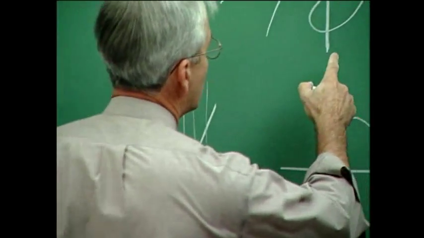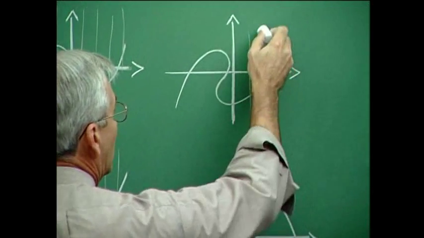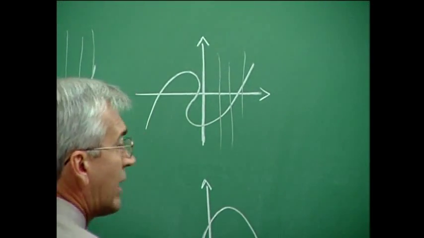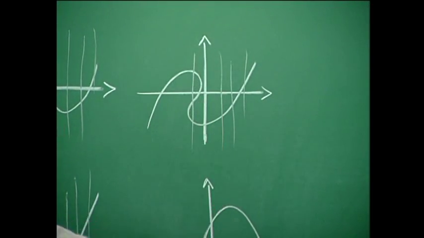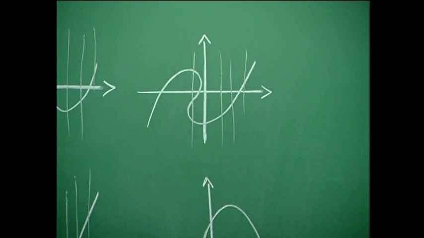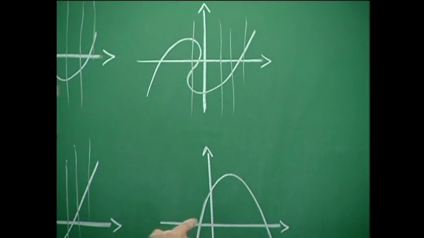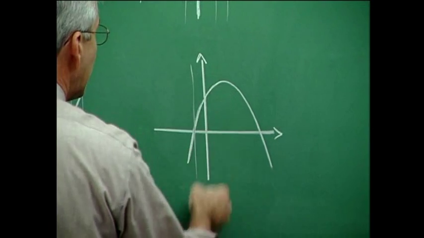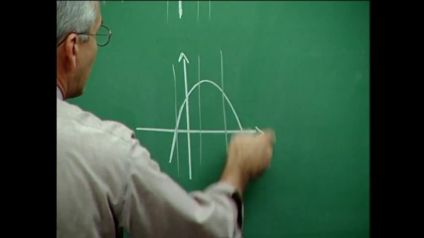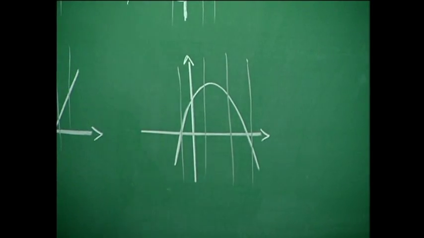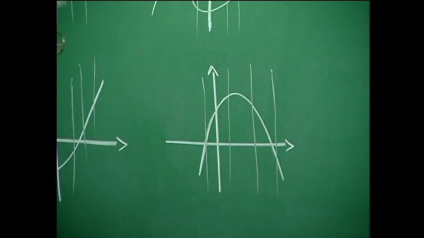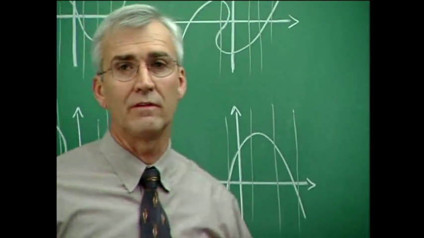Here also is a situation where we pass the vertical line test in one part of the domain of the function, but we fail the vertical line test here, and so this is not the graph of a function. Now here we have a curvy graph, but it passes the vertical line test, and therefore this is the graph of a function.